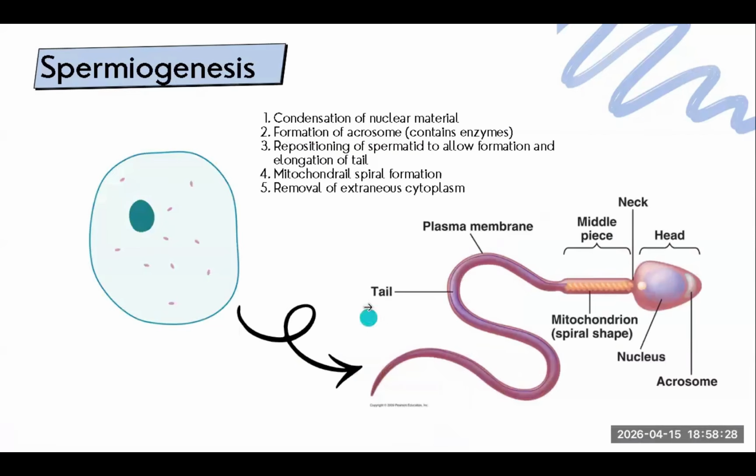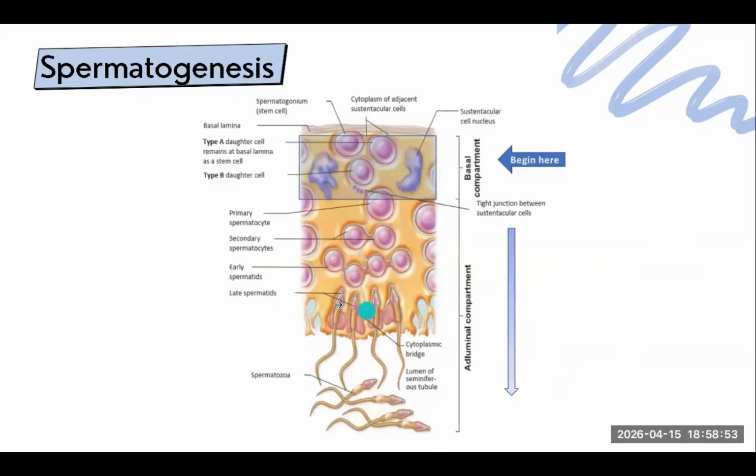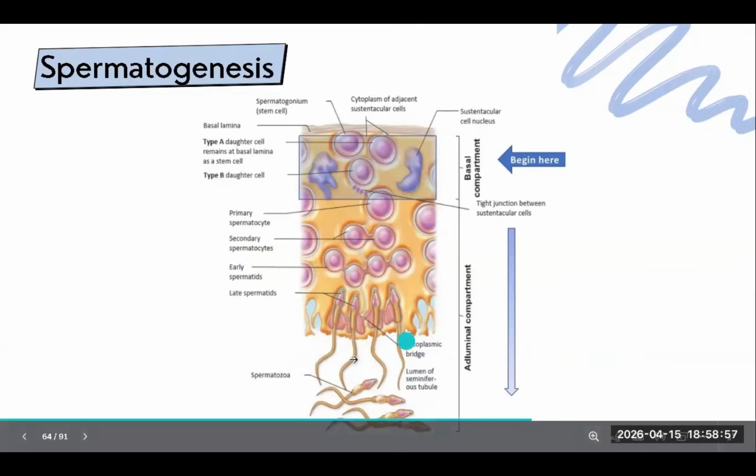Now let's take a more detailed look into spermiogenesis. What happens in spermiogenesis exactly is number one, there's condensation of the nuclear material. Then there is formation of the acrosome, this part of the head, which contains enzymes. Then there's repositioning of the spermatid to allow formation and elongation of the tail. Let's take a look at this image. As you can see, these spermatids are positioned in a way to allow the fluid to push the tails in this direction, and therefore it's going to lead to growth and formation of the tails, okay?